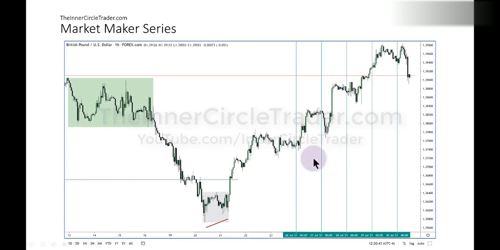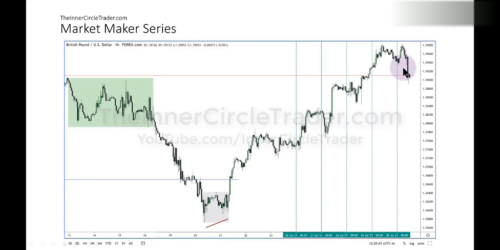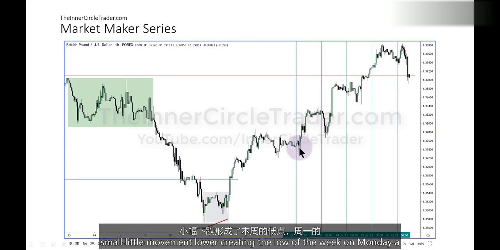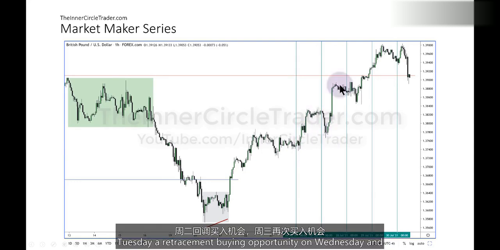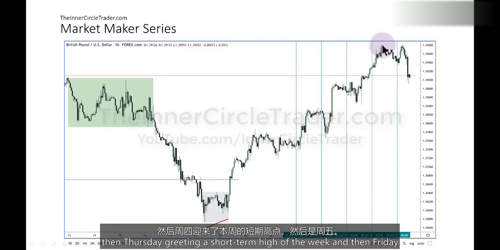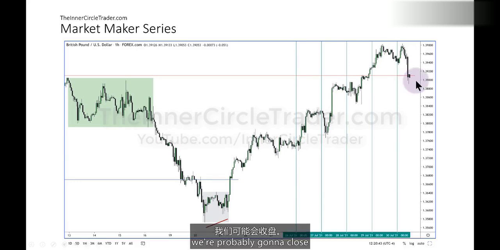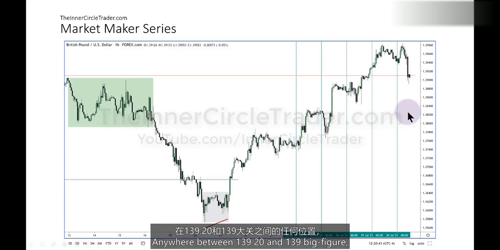Okay. Each day of this week was predominantly bullish until we get to Friday. Obviously, that ends the week. So if we look at an open, high, low, close perspective of the week, we see the week opening here. Small little movement lower, creating the low of the week on Monday, a retracement and a buying opportunity on Tuesday, a retracement and buying opportunity on Wednesday, and then Thursday creating a short-term high of the week, and then Friday we went just above the Thursday high, but not by much. And then we traded off the high, and we're probably going to close anywhere between 139.20 and 139 big figure.